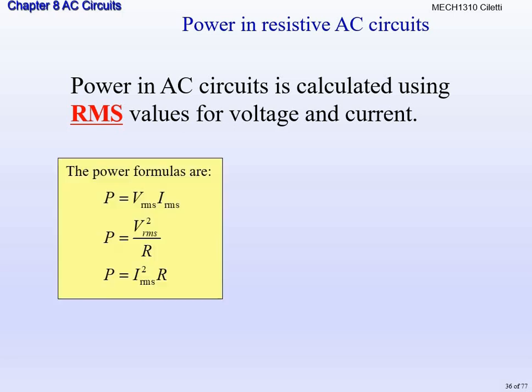All right, but like I said before, why do we use the RMS values? And why did we calculate RMS current and RMS voltage earlier? Because we have to calculate power, and we always calculate power in AC circuits using the RMS current and the RMS voltage. Because remember, that's where AC and DC give off the same amount of power. So we want to make sure that all of our calculations are the same.